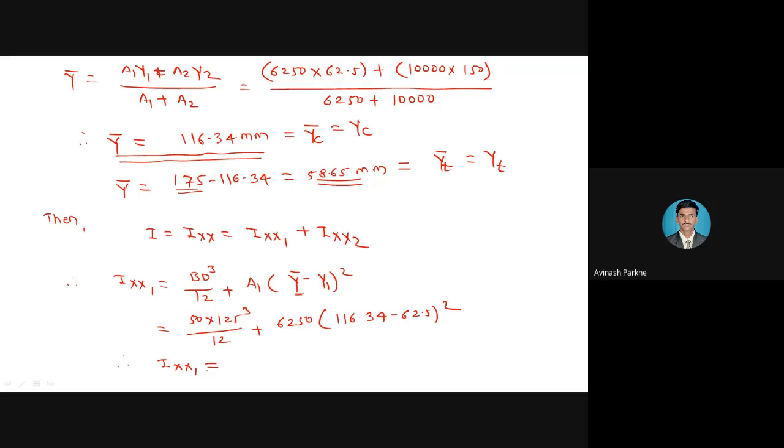Yes, what is the value of Ixx1? 26.25. Please check. 26.25 into 10 raised to 6 or 4? 6. 10 raised to 6 mm raised to 4. Do the calculations properly. BD cube by 12 plus A1 in bracket y bar minus y1 bracket square, and you will get the value of Ixx1 as 26.25 into 10 raised to 6 mm raised to 4. Others, please check your answers. Ixx1 is equal to 26.25 into 10 raised to 6 mm raised to 4.